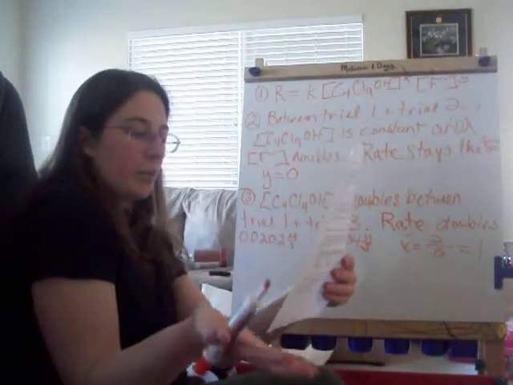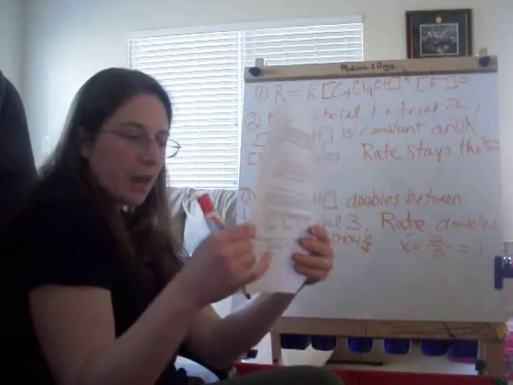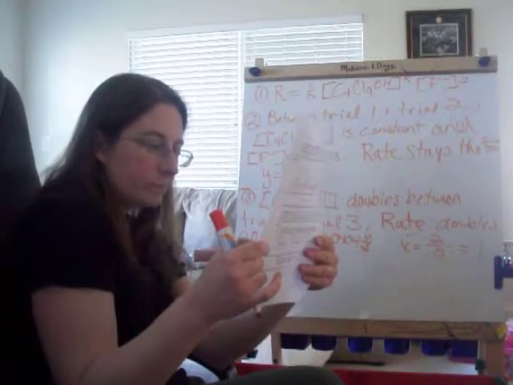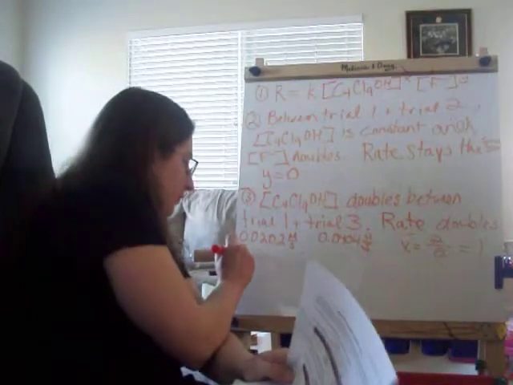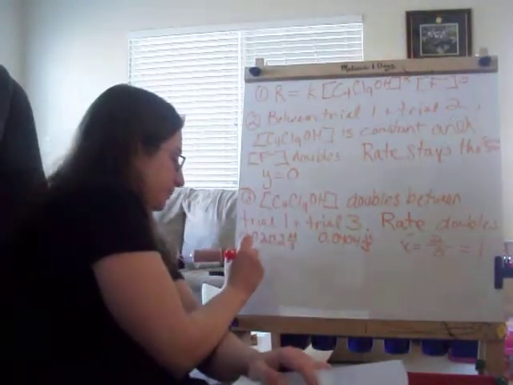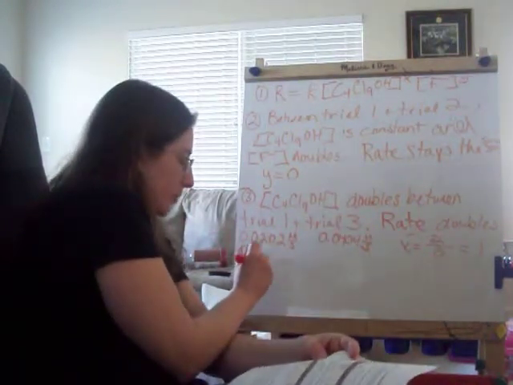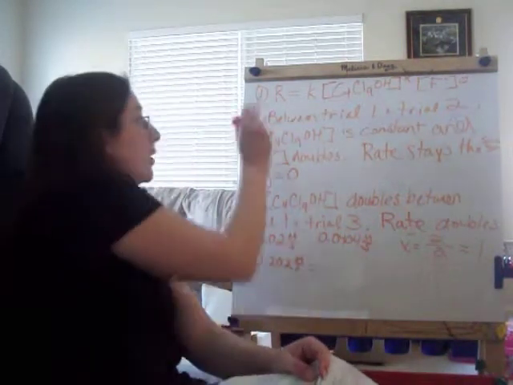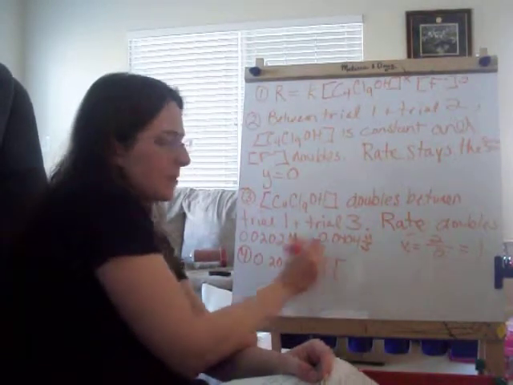So the overall order of reaction is 1, because 0 plus 1 is 1. Then we just have to plug in. You can choose any of the 3 trials. It looks like I chose trial 1, apparently. Yes, trial 1. Okay, so fourth step is to plug in to find K, the rate constant. So it looks like in trial 1, the rate is 0.202 molarity per second.